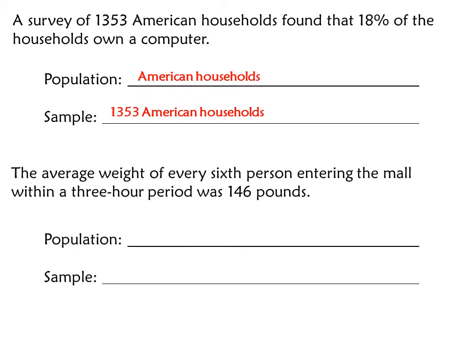The average weight of every sixth person entering the mall within a 3-hour period was 146 pounds. So the population could be defined as people in general, or we can narrow the field to the customers at the mall. And of the customers at the mall, we sampled every sixth person within a 3-hour period.